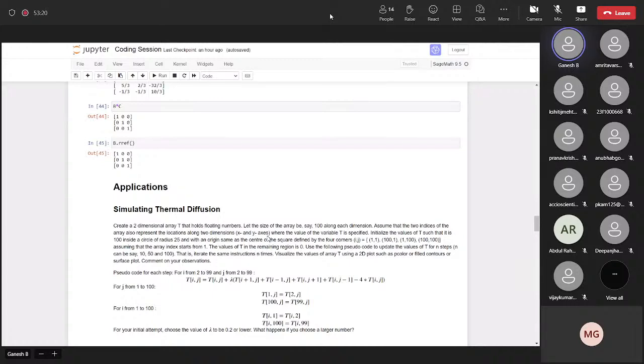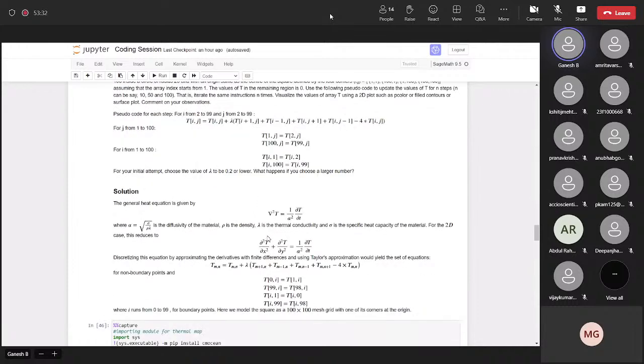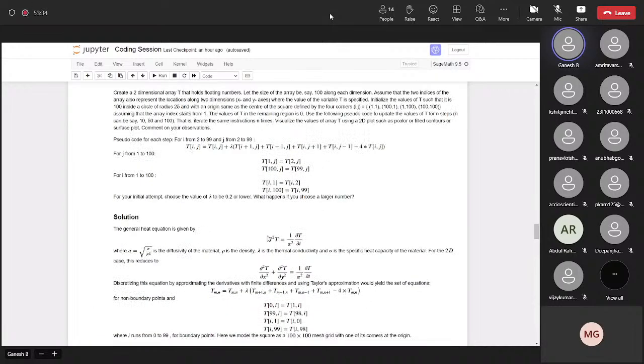So each element of the matrix will represent the temperature value of that specific node in your plate. This is the general thermal diffusion equation: the Laplacian of T equals 1 by alpha square times the partial derivative of T with respect to time. You don't have to worry about this much.